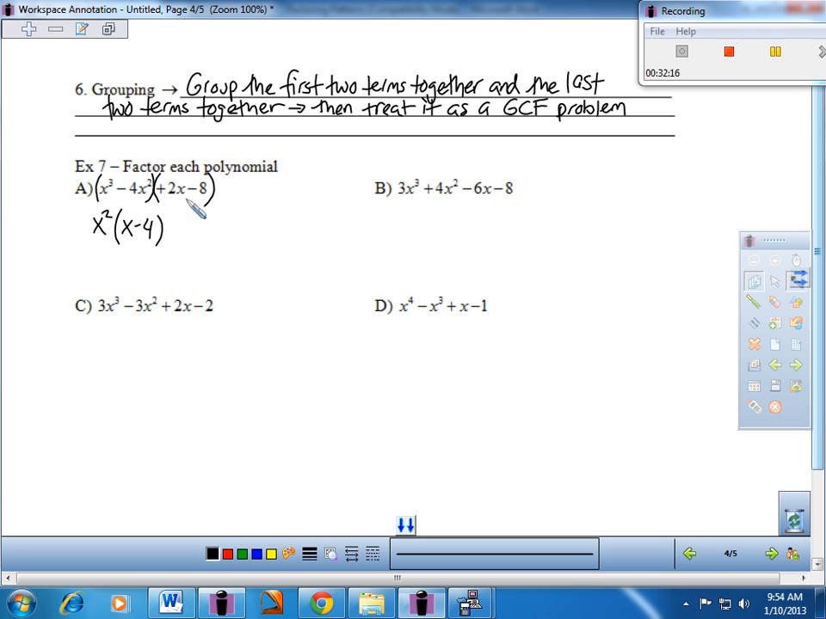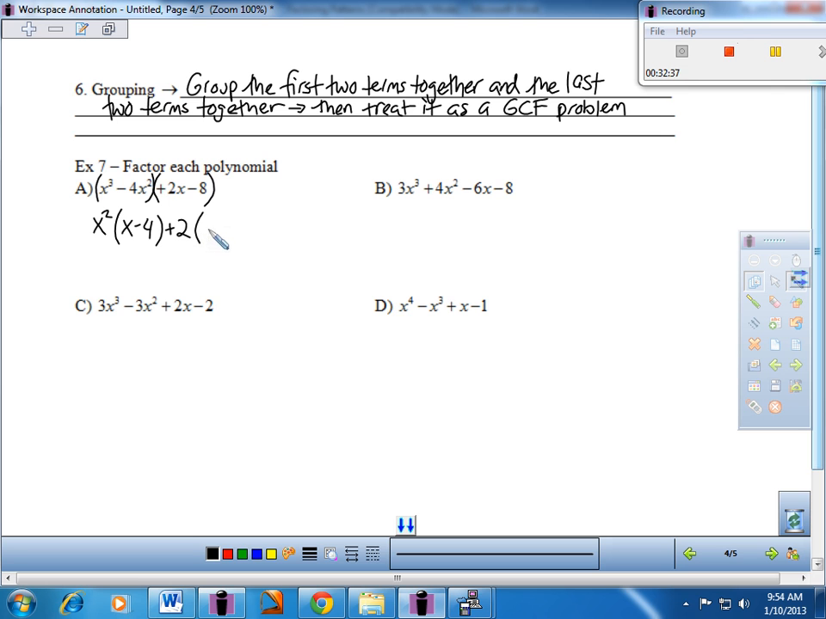Then I come over here, the second two terms, and what is the greatest common factor of these two? It looks like a positive 2. Here's where I include the plus symbol. So if it's a positive 2, make sure you put a plus out in front. That is the key. Just be careful on that.